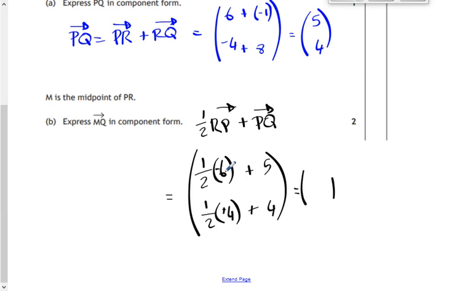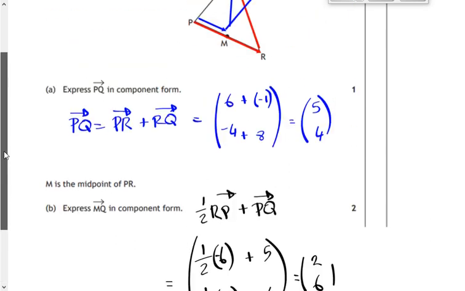So, half of -6 is -3, plus 5 is 2, and a half of 4 is 2, plus 4 is 6. There we go. So we're going from RP, so halfway RP.